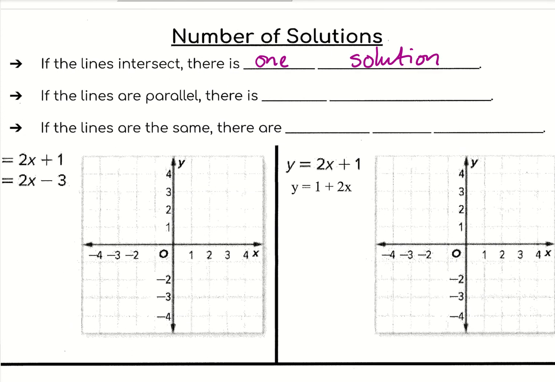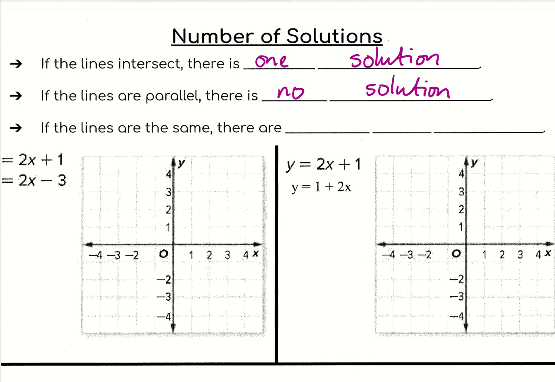The next one says if the lines are parallel, there is no solution. The reason is when you have parallel lines, let's say we had a line here and here, these two lines are never going to intersect. So there will never be an ordered pair that they share, that they have in common. So there will be no solution if the lines are parallel.